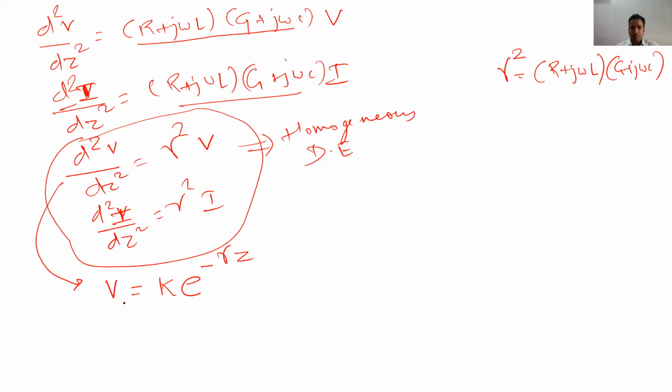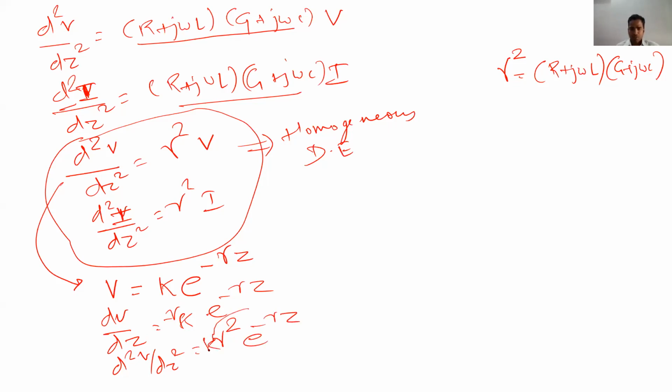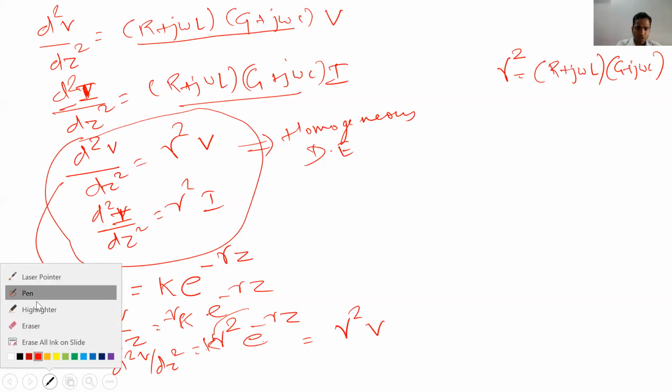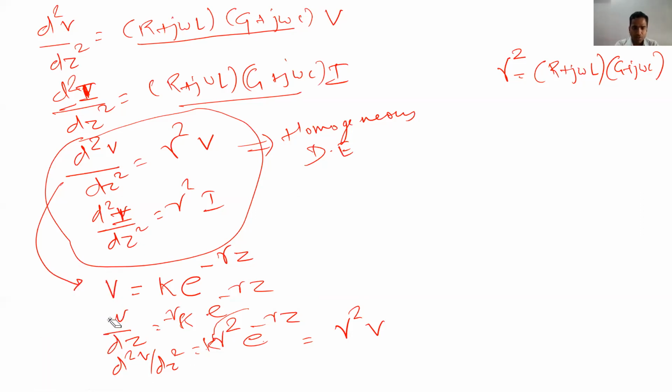Why? Because if I differentiate this, what will I get? I will get dV by dz. I will get k into e raised to minus gamma z into minus gamma. If I again differentiate this, what will I get? Again minus gamma will come, so it will become gamma square, k gamma square e raised to minus gamma z. And what is this? K into e raised to minus gamma z is V. So this becomes gamma square into V. Fine. So the solution for this differential equation is V equals some constant into e raised to minus gamma z, right? Is this clear to everyone?